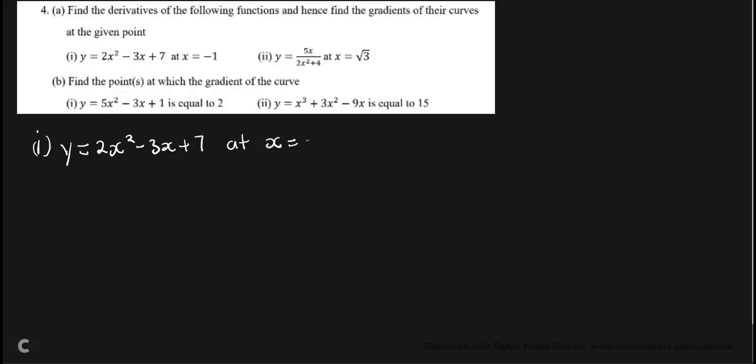The point where x is equal to -1. Now, what are we finding? We're finding the gradient. In calculus, the first thing is you differentiate the given equation. What's the given equation? The given equation is this, which is here.